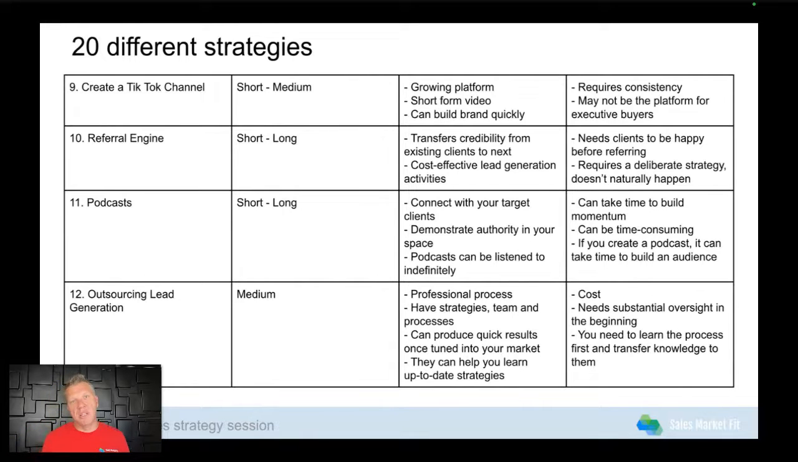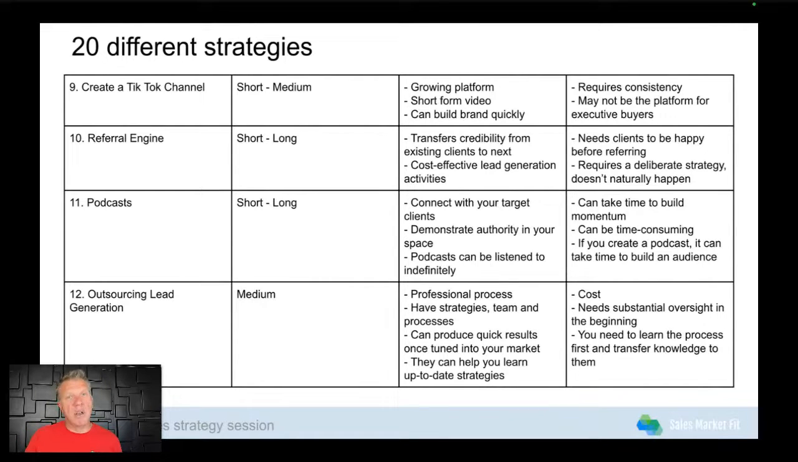You need to get clients through their pipeline and then through the valley of despair, out to the other side, to see the real value of your platform, and then refer you. That helps transfer credibility from one client to the next. It's cost-effective lead generation, it doesn't cost much to do, and it builds a strong amount of trust because the person referring has already seen the benefits inside their business. Now, the downside is you need clients to be happy.